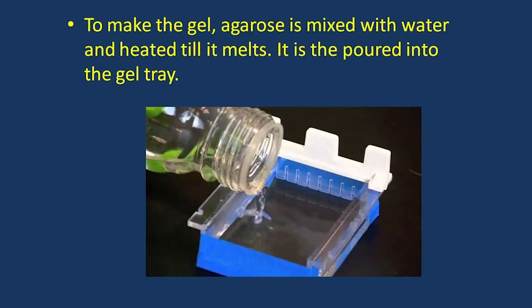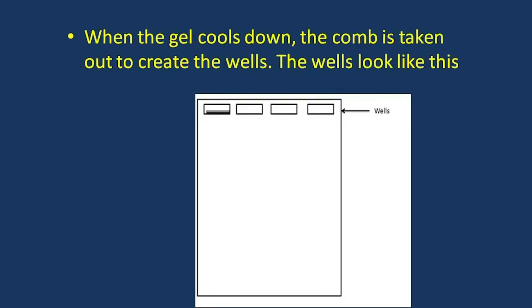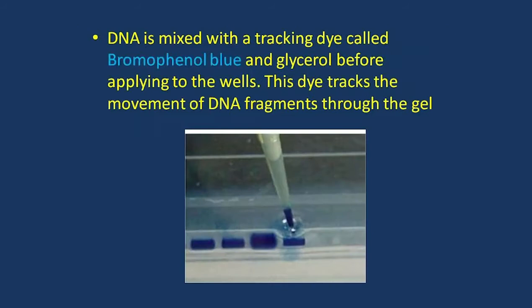To make the gel, agarose is mixed with water and heated till it melts. It is then poured into the gel tray. When it cools, it becomes a gel. A comb is put in the gel vertically to create the wells. The wells look like this. We apply the DNA samples inside the wells.